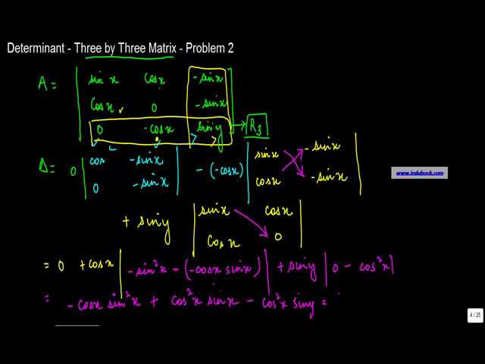Or if you take cos x as the common thing out here, right? So you will get minus sin square x plus cos x sin x minus cos x sin y, which is the answer.